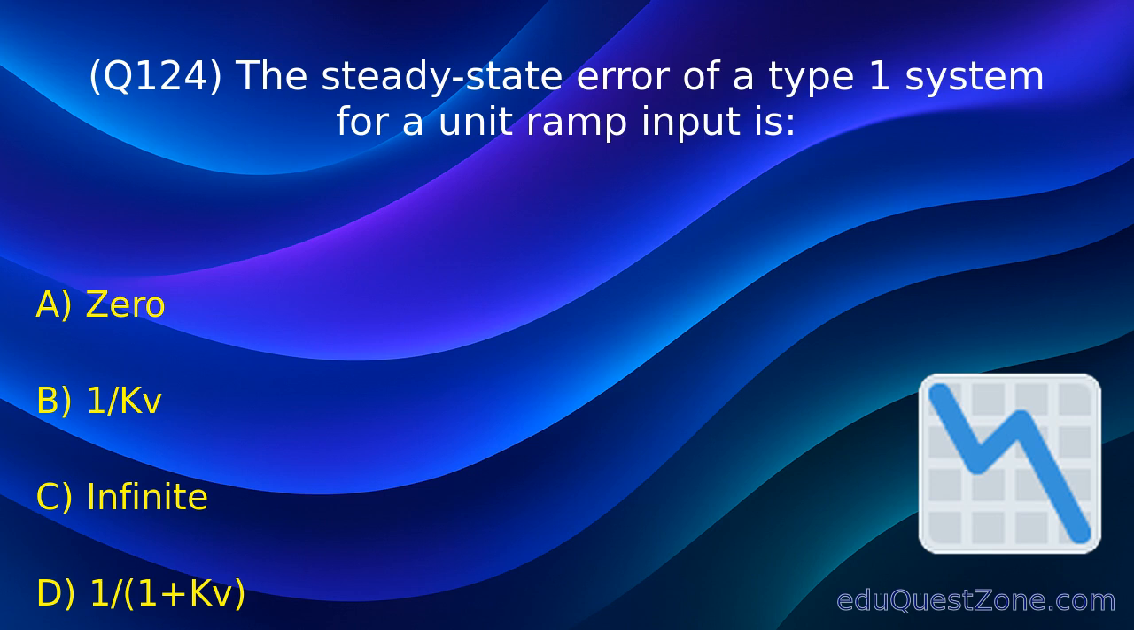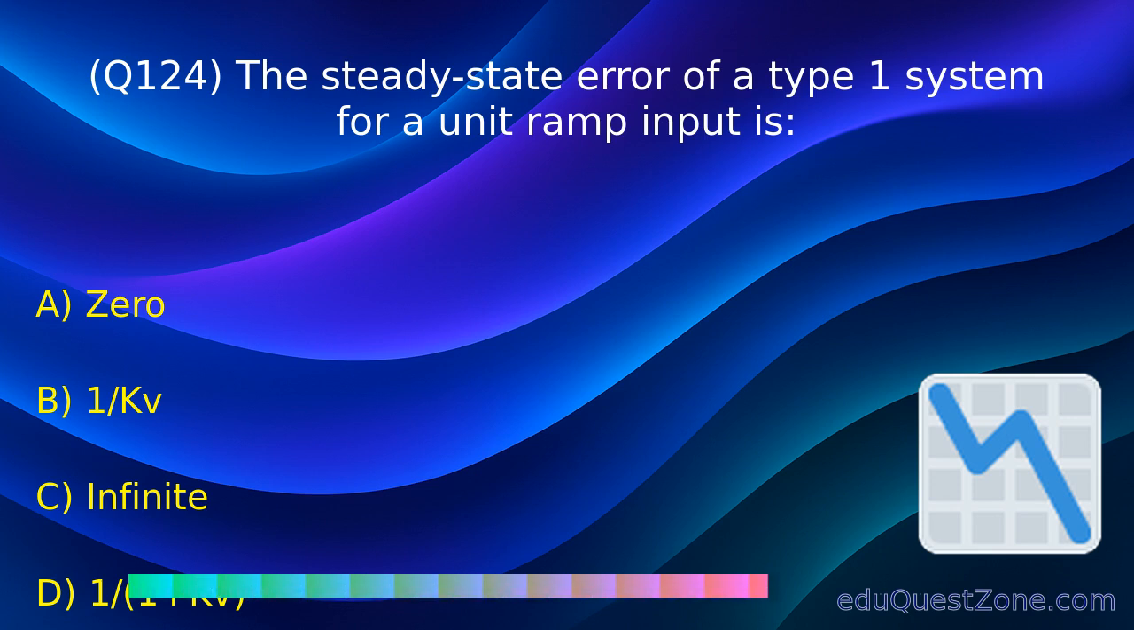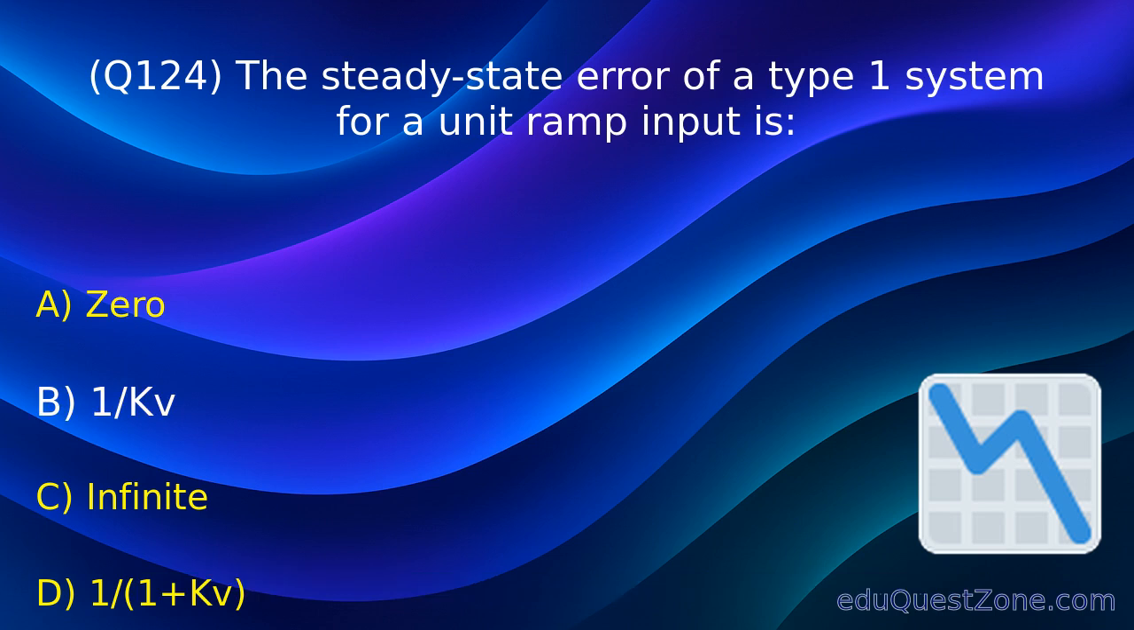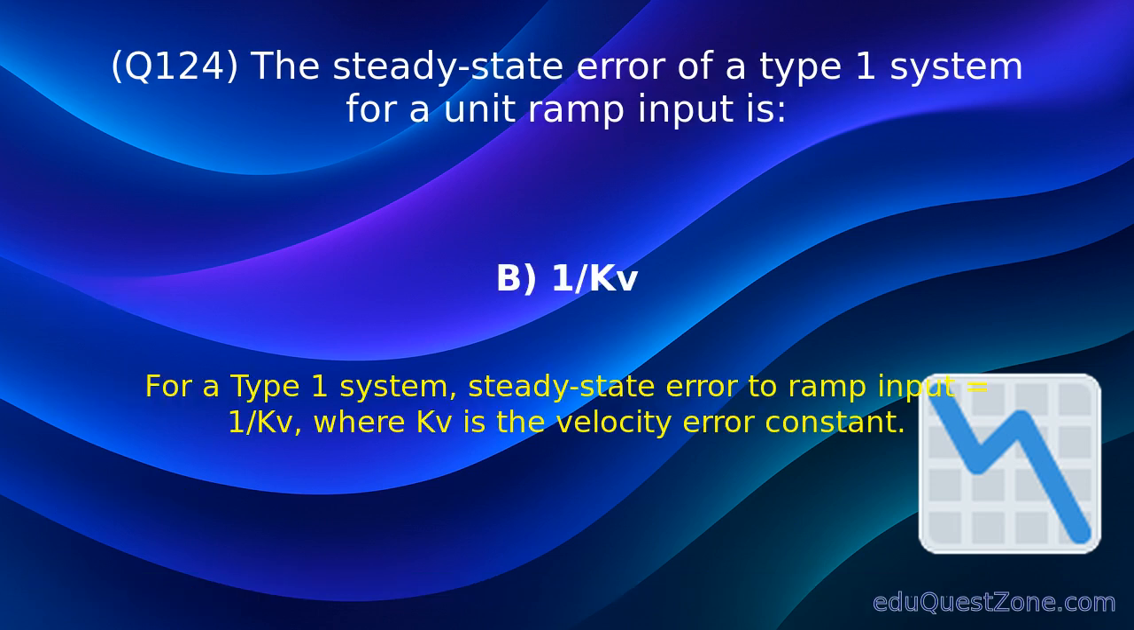Question 124. The steady-state error of a Type 1 system for a unit ramp input is... Option B, 1 by Kv. The steady-state error equals 1 divided by the velocity error constant.